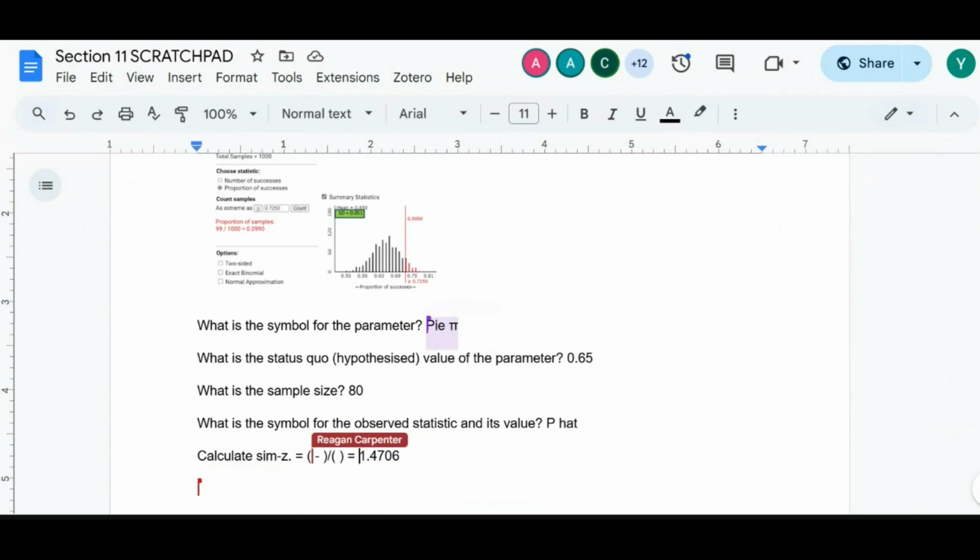Pi should always be blue. Actually, I wouldn't eat a blue pie, although a blueberry pie, okay. So what is the status quo value? The status quo value is always colored what? Parameter value is always colored blue. That's right. That's also blue. Sample size, we don't give a color, because I don't want to confuse the class. So there's no color for the sample size.